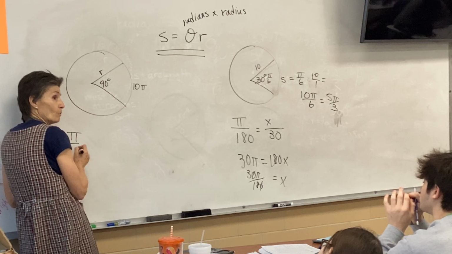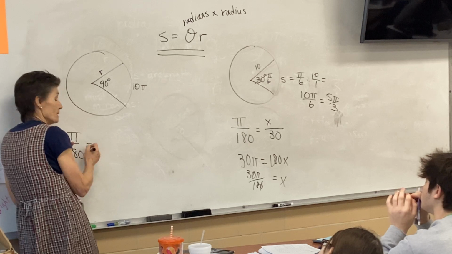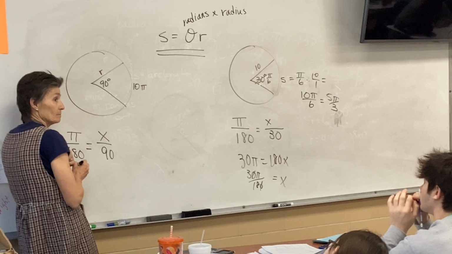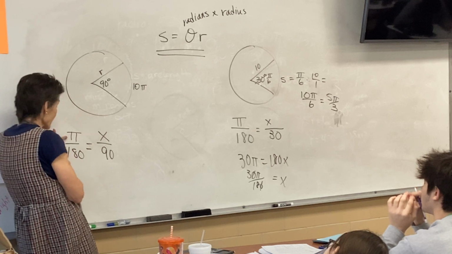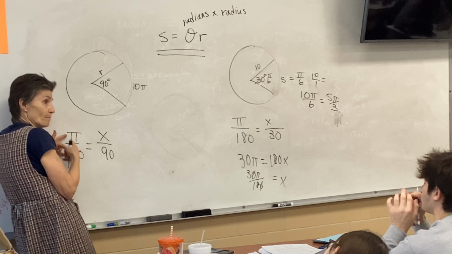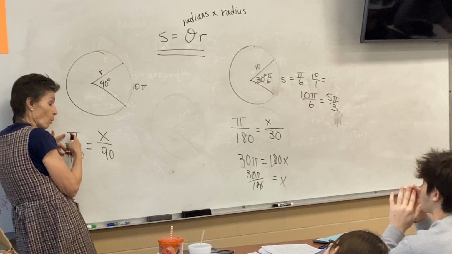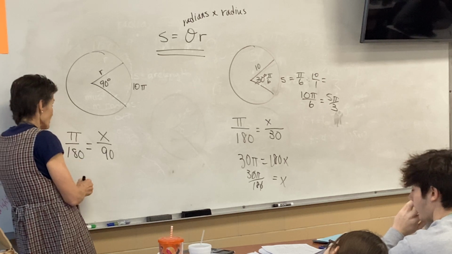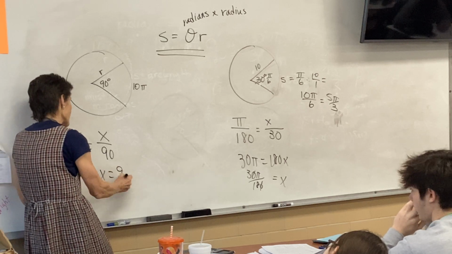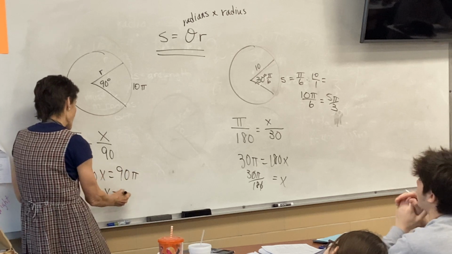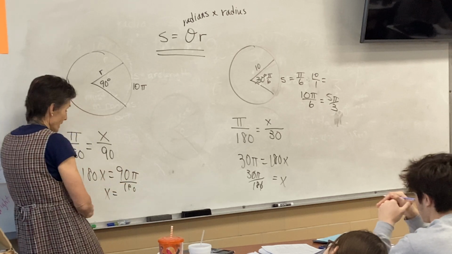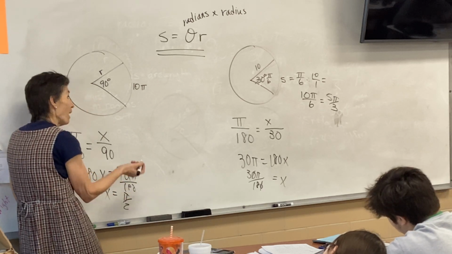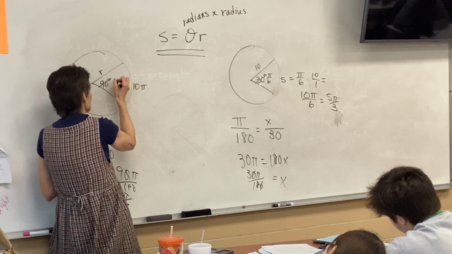So what's my setup? Pi over 180 equals x over 90. This never changes. Never mess with this. This is the equality here. Pi is 180 in terms of radians and degrees. So 180x equals 90 pi. So it looks like x equals 90 pi over 180. What does that reduce to? Pi over 2. 1/2 pi or pi over 2.